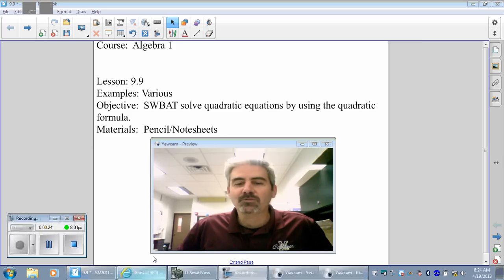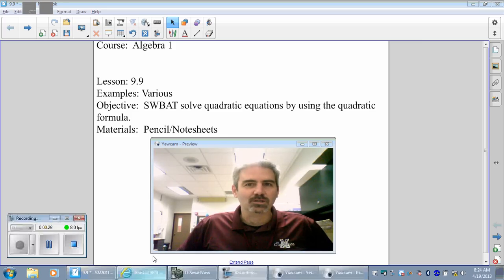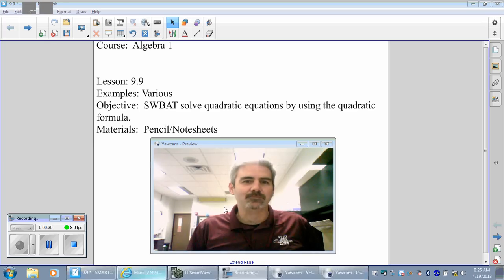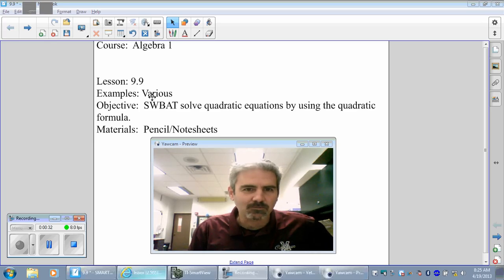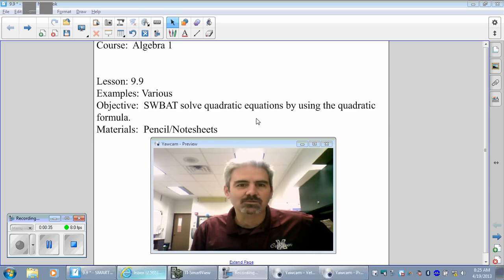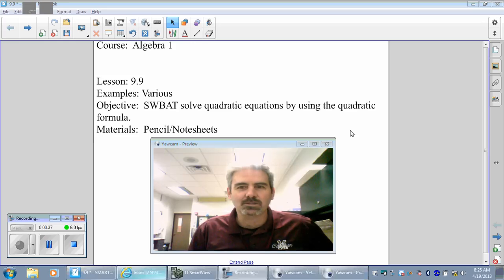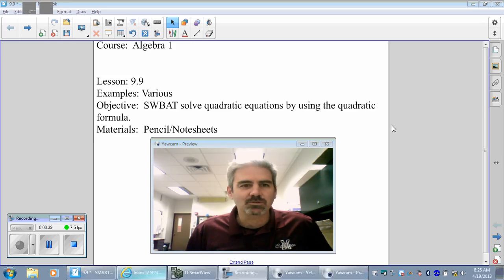All right, and so far we've learned two. Today we're going to learn a third method, all right? We're going to continue to practice that in class. Now, let's think about this for a second while you're writing down the objective. Student will be able to solve quadratic equations by using the quadratic formula.